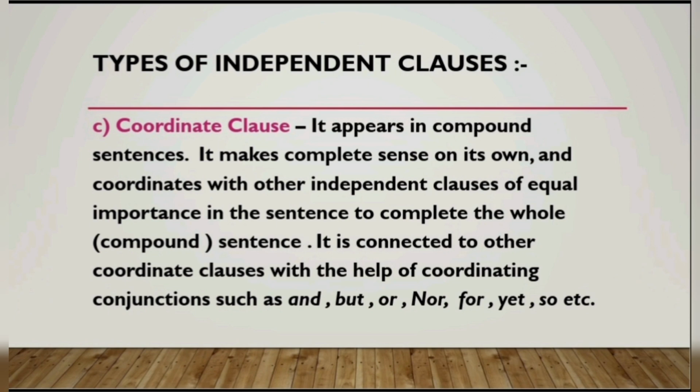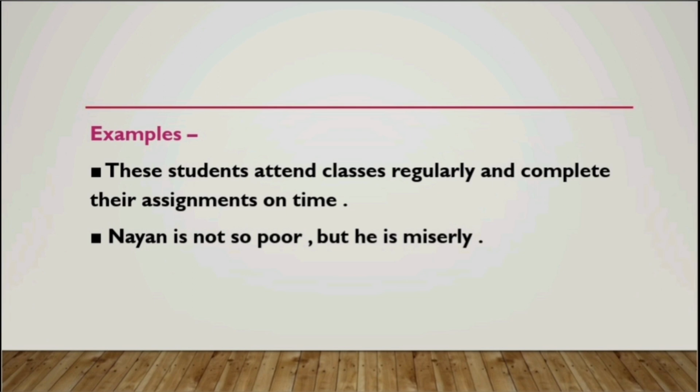So let's see the examples. Before moving on to the examples, I'll just teach you once again. A coordinate clause appears in a compound sentence, and in a compound sentence you have at least two independent clauses, and these two independent clauses are joined by a coordinating conjunction. Let's have a look at its examples.